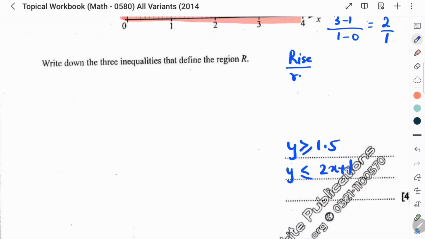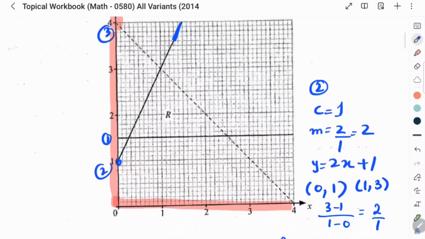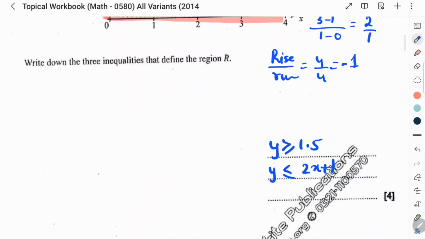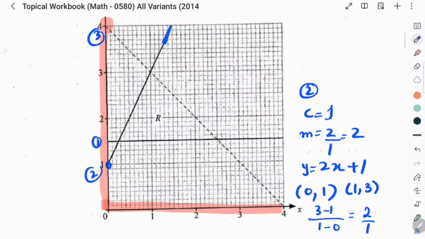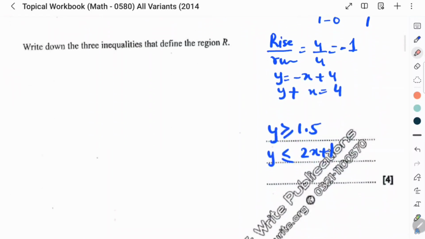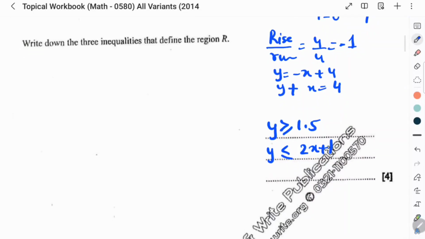Rise upon run is equals to 4 upon 4 is equals to 1, but negative because it's from the left side. And your y-intercept is 4. So y is equals to minus x plus 4 or y plus x is equals to 4. Let's see where is the region for this line. The region is below the line. You just look at the part which is coming in the region. But you don't write down equal sign, you will be writing down only less than. So x plus y is less than 4.